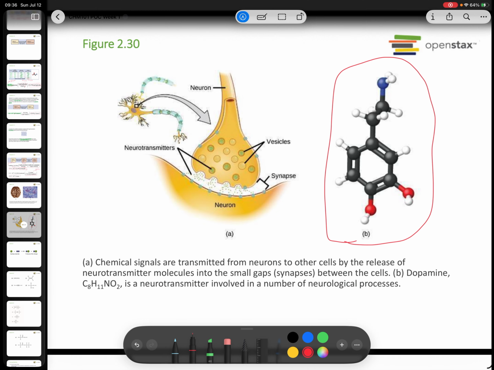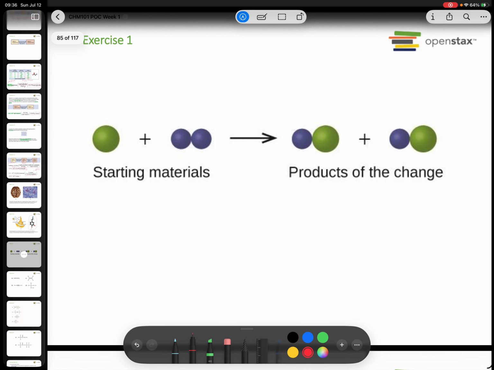So, the formula of dopamine is C8H11NO2. Using the mole concept, scientists can connect extremely small numbers of molecules to measurable quantities. So, this is a good example of how chemical formulas and molecular counting apply directly to a biological system. Some examples only. This is just a summary for this chapter.